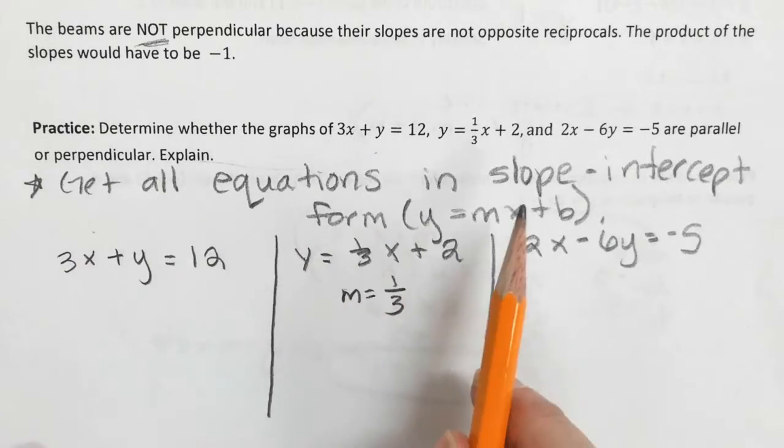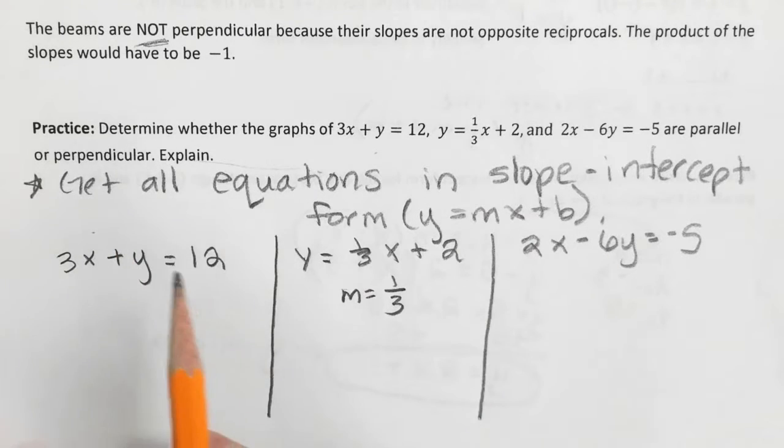Now, we need to get the first one and the third one in slope-intercept form, or isolate the y to be able to tell what is the slope. Okay, go ahead and try to do that on your own. You need to talk with the people in your group. If you're not sure what to do, that's okay.